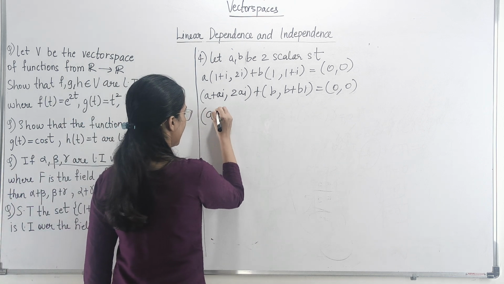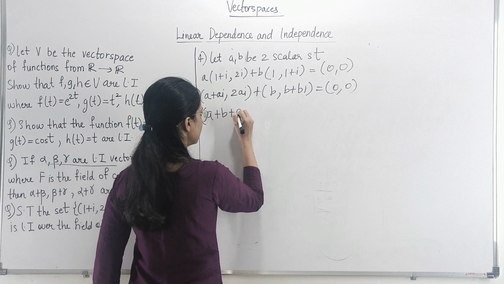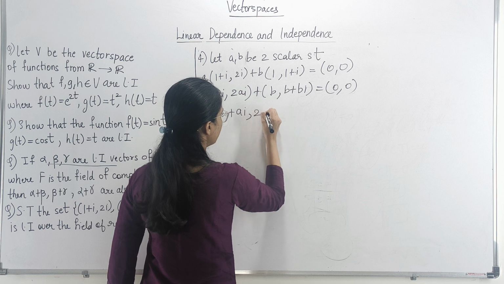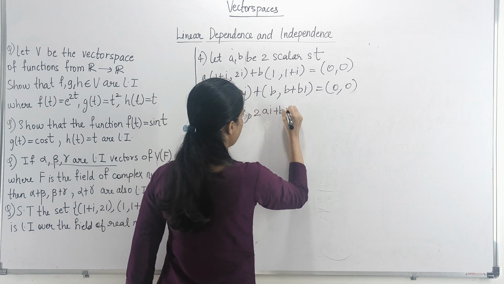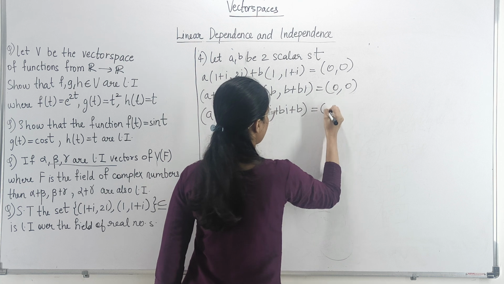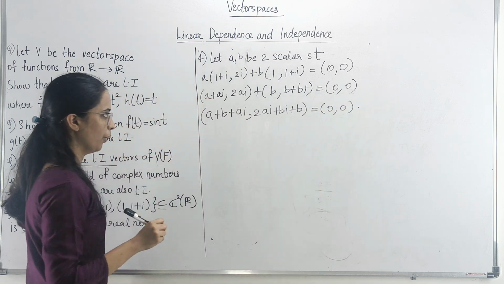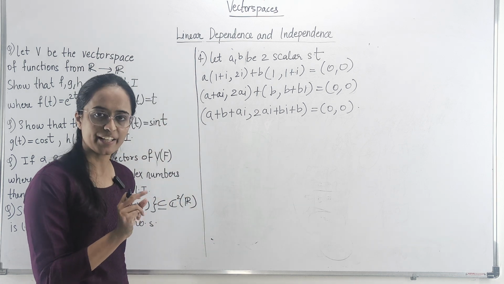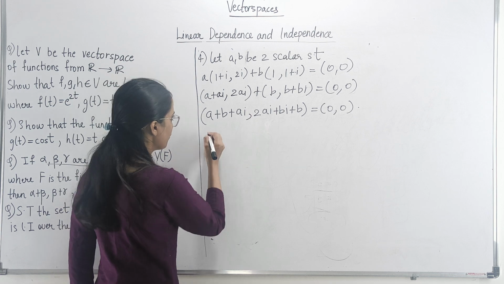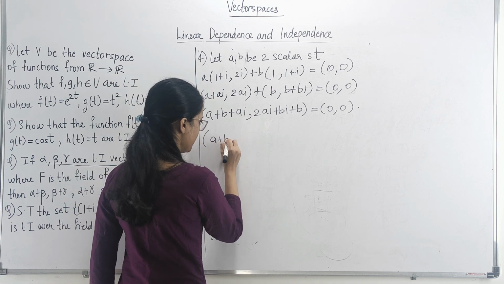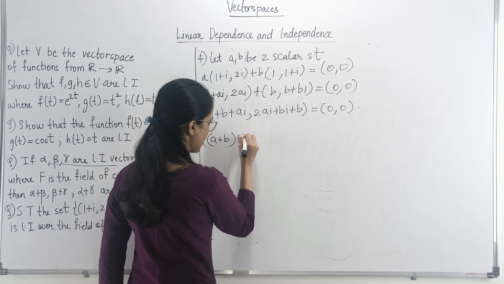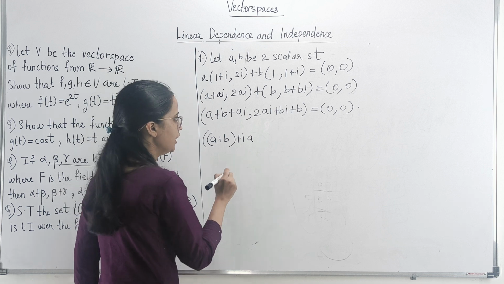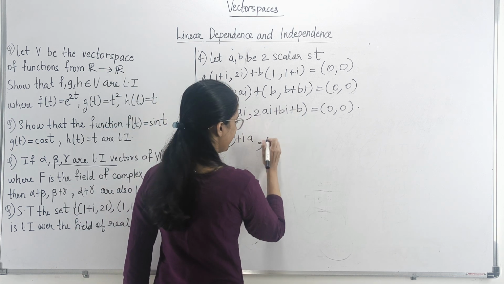So we get (a plus b plus ai, and if you see we get 2ai plus bi plus b) equals (0, 0). Okay, now let's simplify this further and we will get it in the form of a plus ib on both the sides. So we get a plus b, that is one, plus i a. Okay, this is in the form of a plus ib, which is the general form of a complex number. Similarly I would write b.